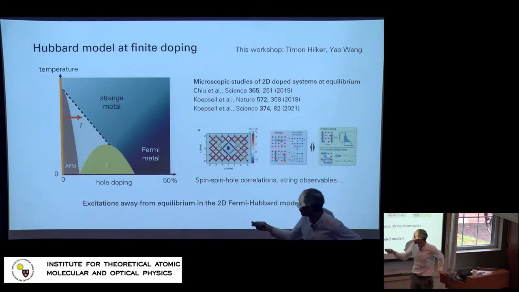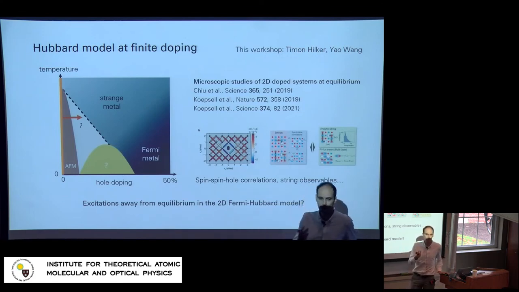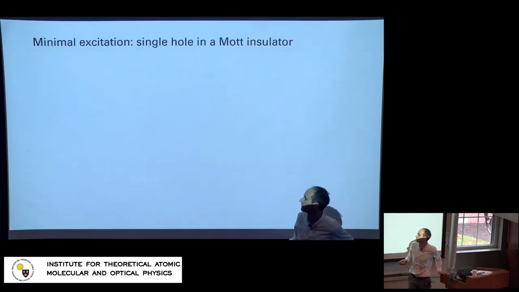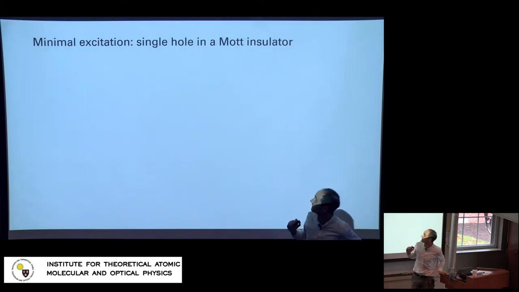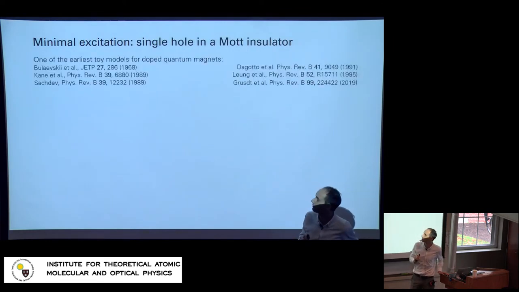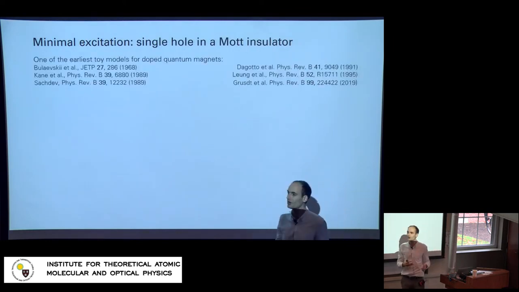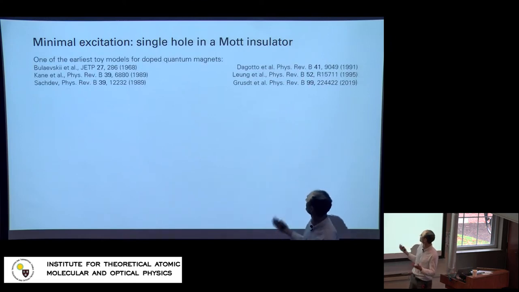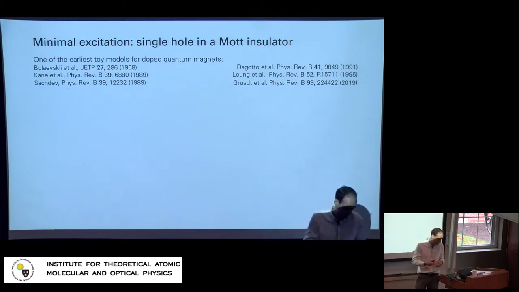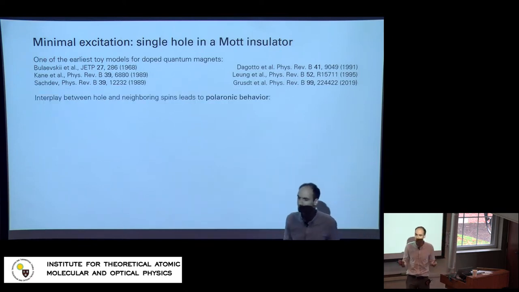So if you want to look at excitations, what's the minimal, most paradigmatic problem you can look at? That's going to be the topic of this talk. We are looking at a single hole in a Mott insulator, which is maybe a bit simplistic for some people. But on the other hand, it's one of the earliest toy models that has been historically studied for investigating doped quantum magnets, already a while ago, and there are pretty interesting things to say about that.